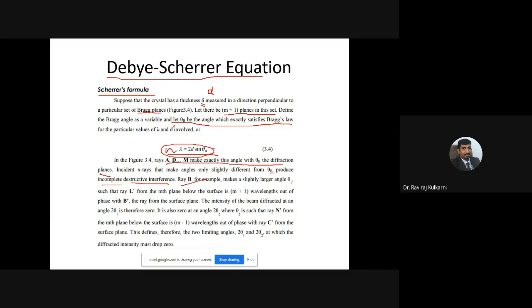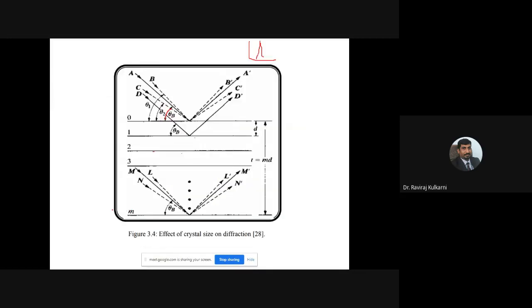Ray B, for example, makes a slightly larger angle, theta 1, such that ray L from the mth plane below the surface, m plus 1, is a wavelength out of phase. So you just see here, this is making a slightly larger angle, theta 1, and theta 2. They are not following Bragg's law. They don't give constructive interference, neither do they give destructive interference. Of course, intensity will be zero.